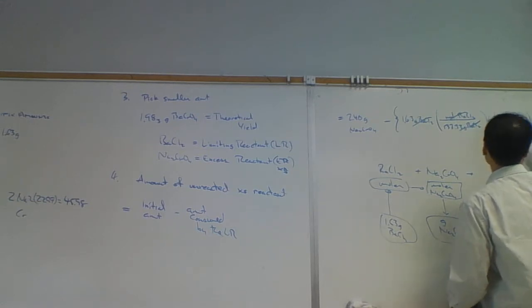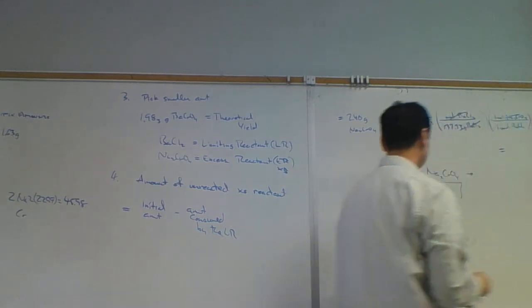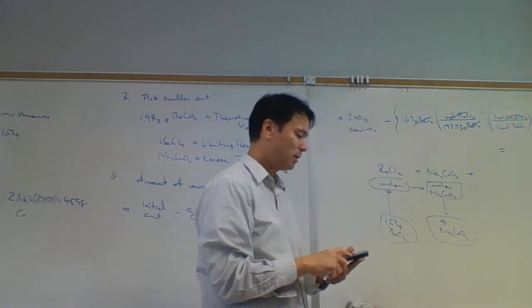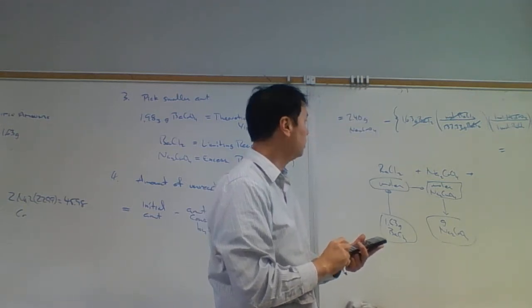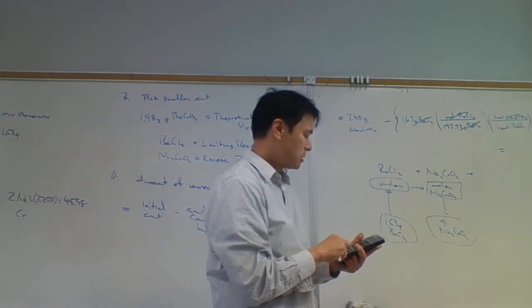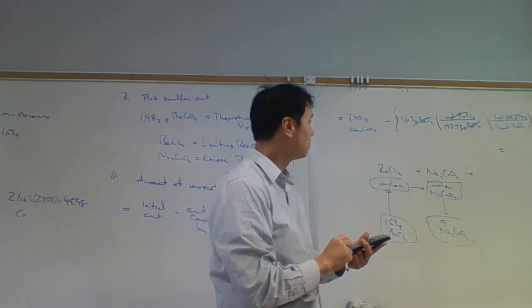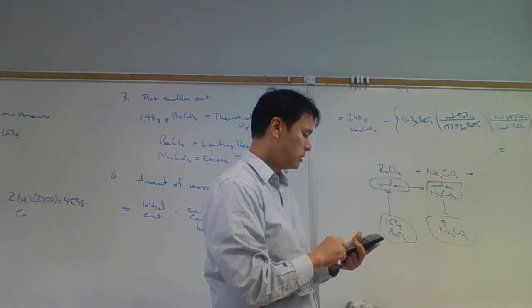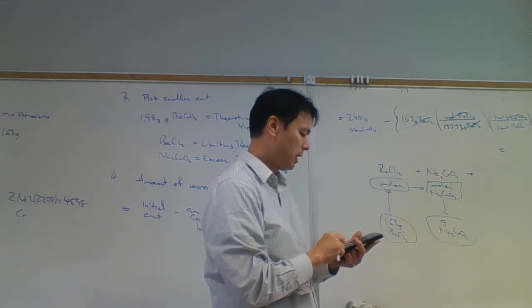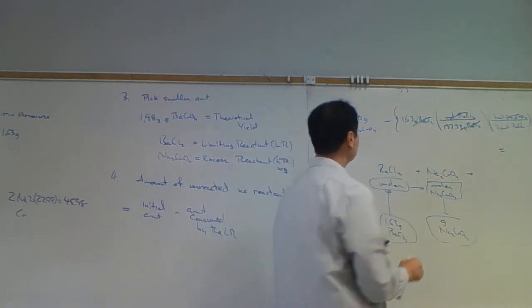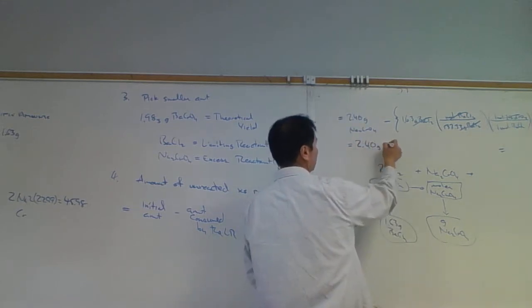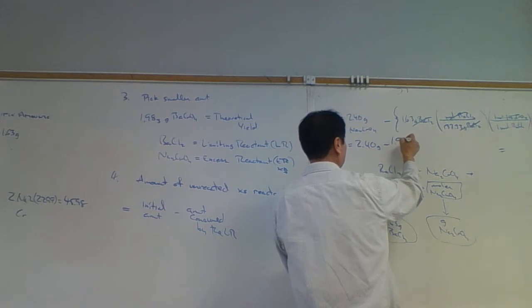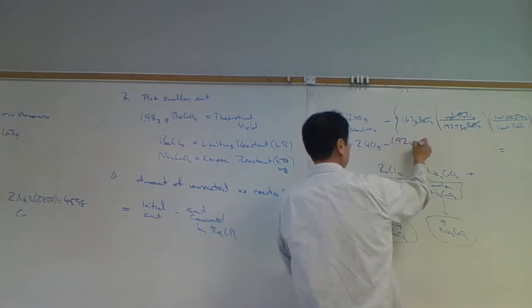Okay, moles of sodium chromate cancel. That leaves us with grams of sodium chromate. This is the grams of sodium chromate consumed by the limiting reagent. So it's going to be 1.63 divided by 137.33 times 161.98. It's 1.922. So we had 2.40 grams initially, and the amount that's going to be consumed is 1.922 grams.